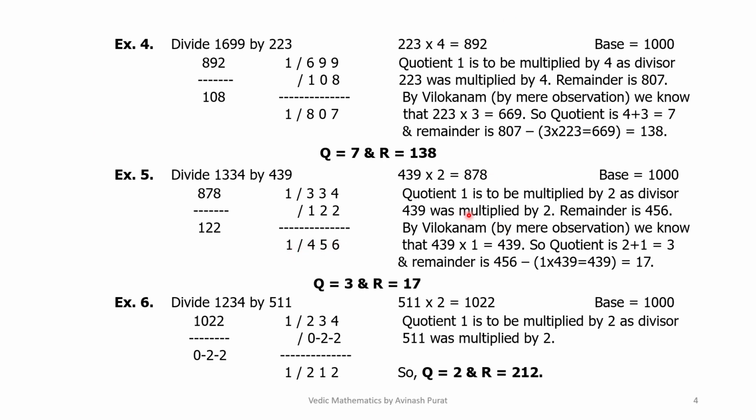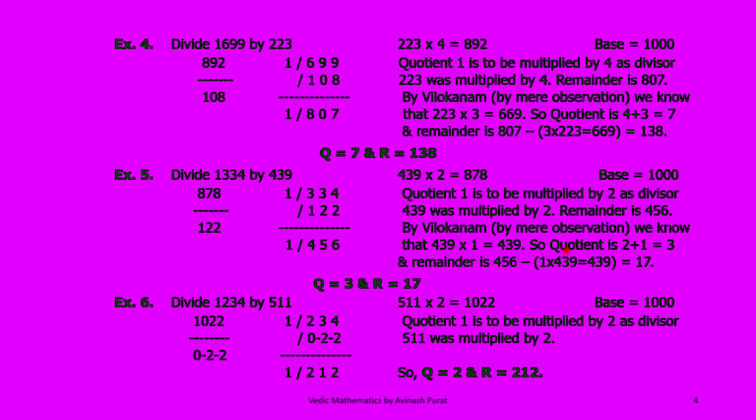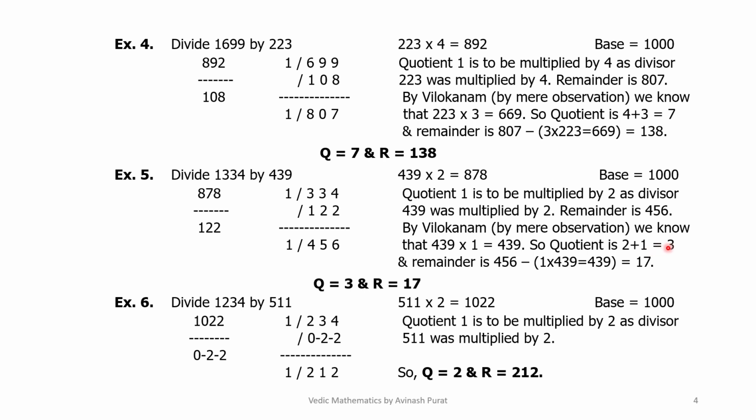Now quotient 1 is to be multiplied by 2 as divisor 439 was multiplied by 2. So remainder is 456. Now by Vilokanam, that is by mere observation, we know that 439 into 1 is 439. So quotient is 2 plus 1 equal to 3 and remainder is 456 minus 1 into 439, that is 439, equal to 17. So quotient 3 and remainder is 17.